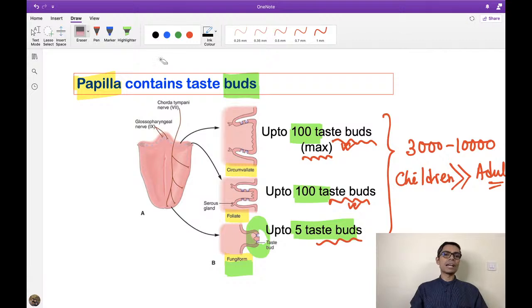All of you know this, I hope: the anterior 2/3 of the tongue is supplied by the chorda tympani branch of the facial nerve, and the posterior 1/3 is supplied by the glossopharyngeal nerve. So these are the two nerves responsible for detection of taste sensation from the tongue. Anterior 2/3 is the chorda tympani, posterior 1/3 is the glossopharyngeal.